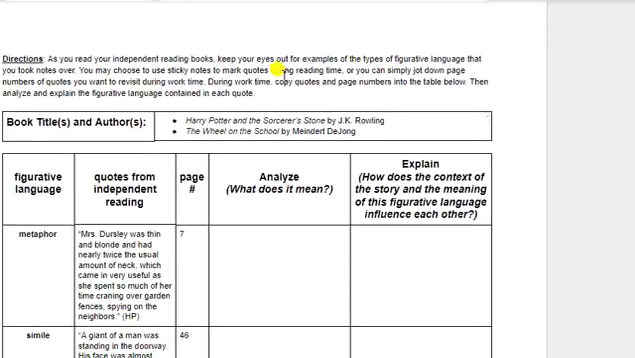During work time, copy the quotes and page numbers into the table below, and then analyze and explain the figurative language contained in each quote.